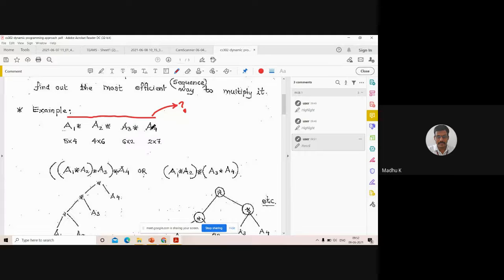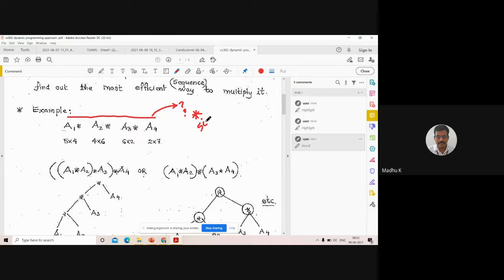We want to multiply four matrices. Sure, we will get an answer, that's not a problem. But here we should use the minimum number of scalar multiplications. We should multiply these four matrices using the minimum number of scalar multiplications. What is scalar multiplication?